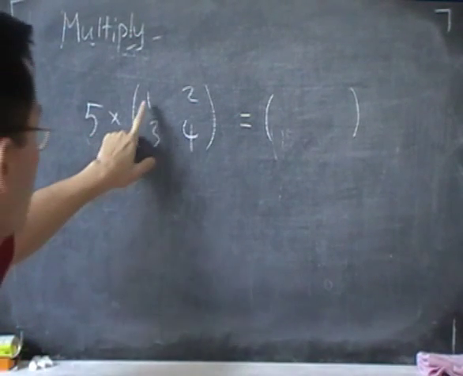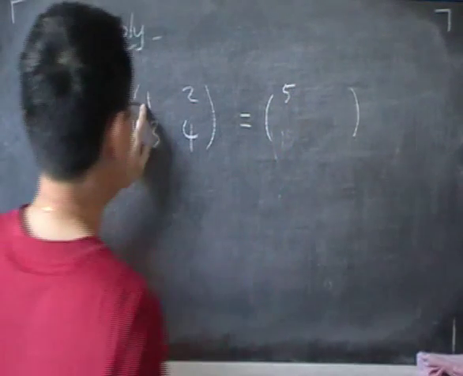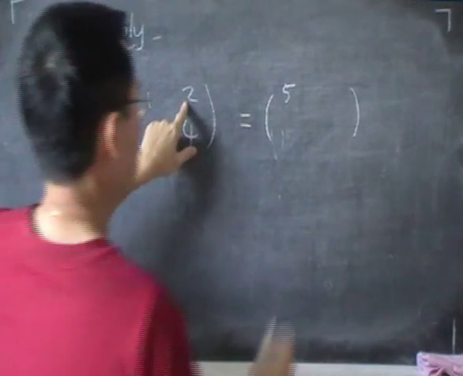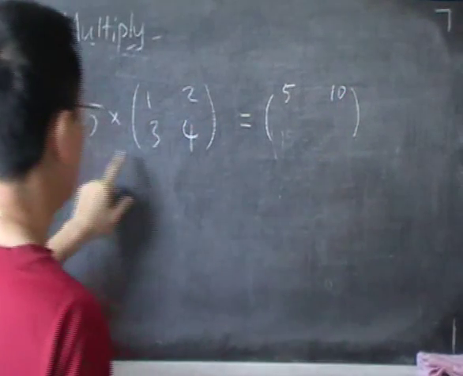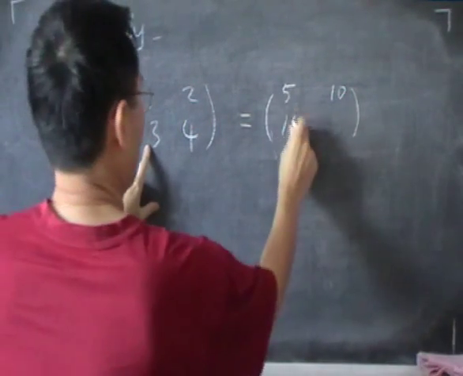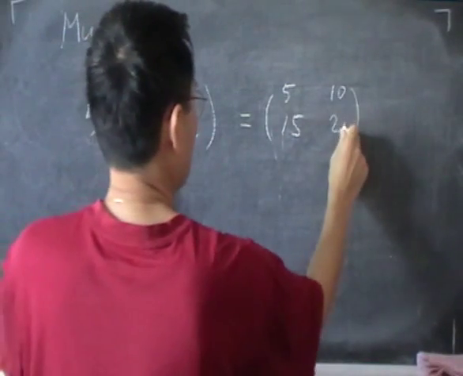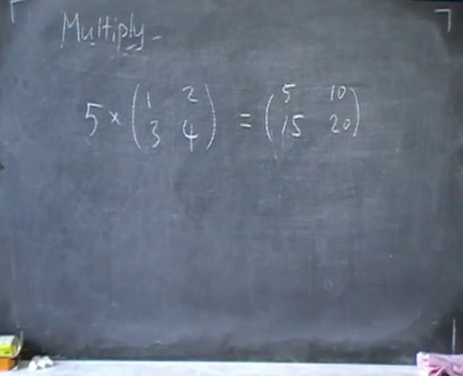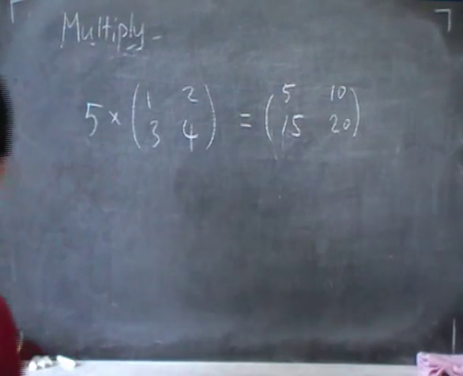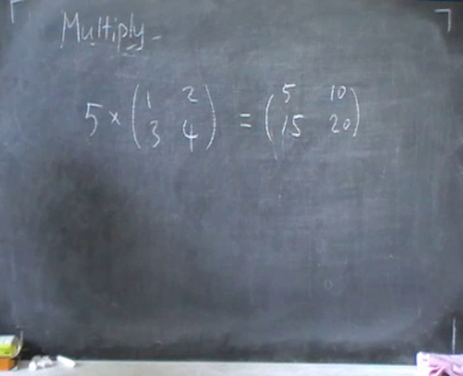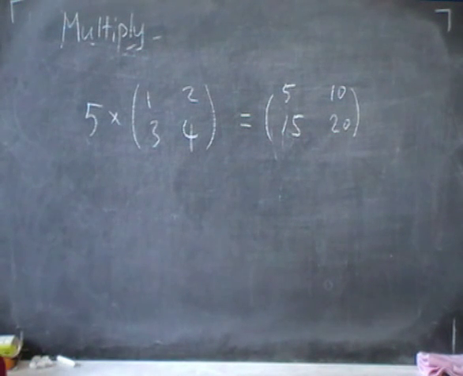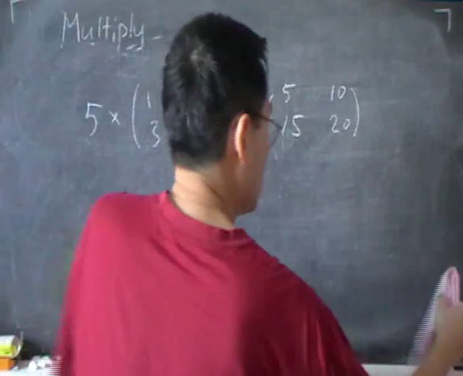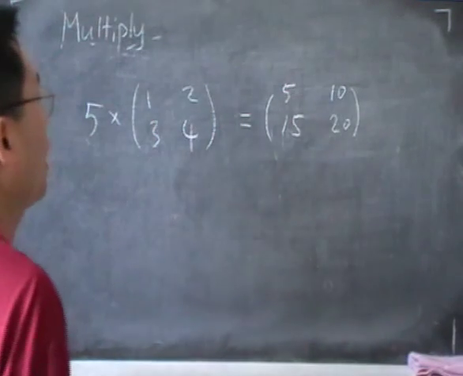Okay, so I'll take 5 times 1 to get the first number, 5 times 2, 5 times 3, and 5 times 4. And that's the answer. So this is a lot simpler than multiplying two matrices.